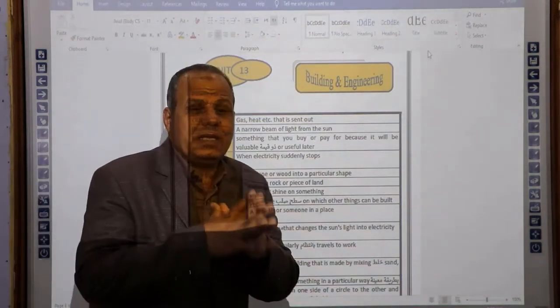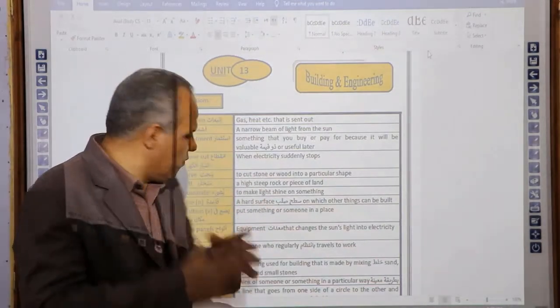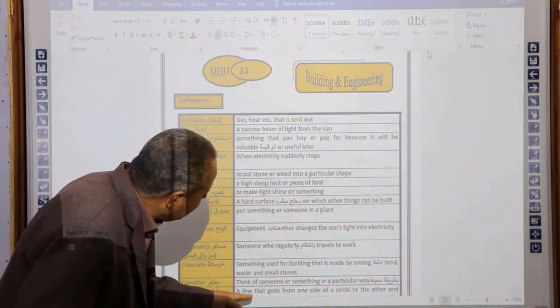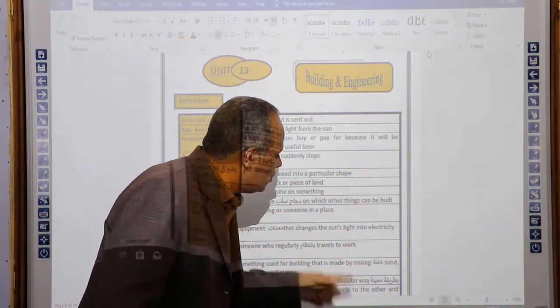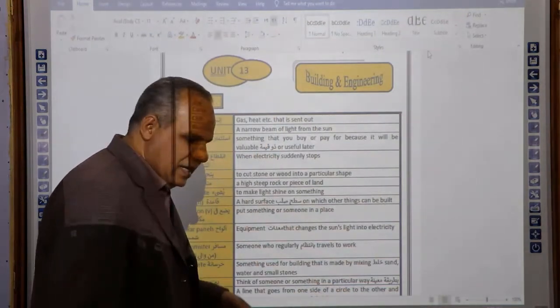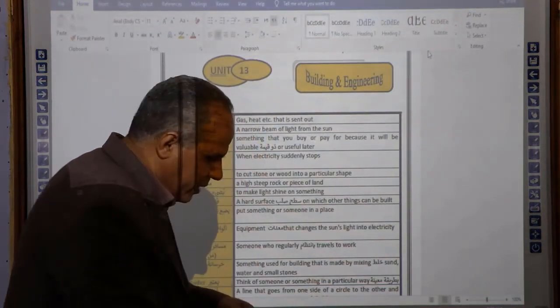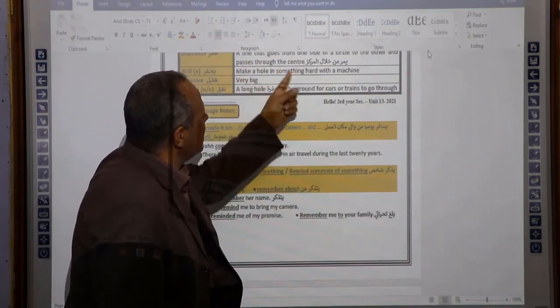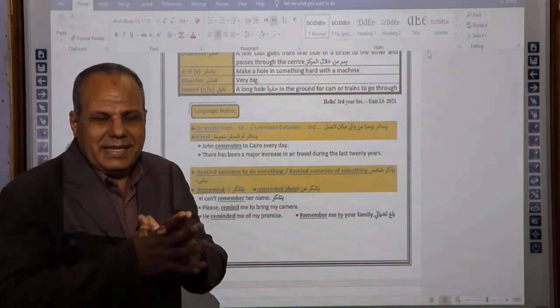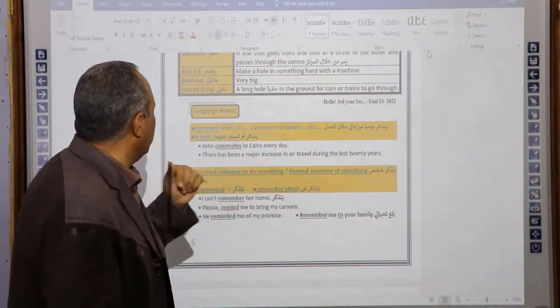Diameter that means in Arabic قطر الدائرة. A line that goes from one side of a circle to the other إلى الجزء الآخر أو إلى الطرف الآخر. Passes through the center. يمر من خلال السنتر اللي هو وسط الدائرة.